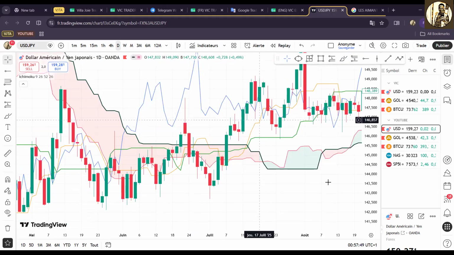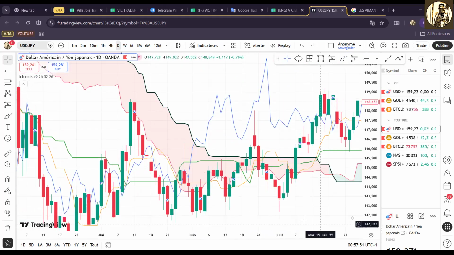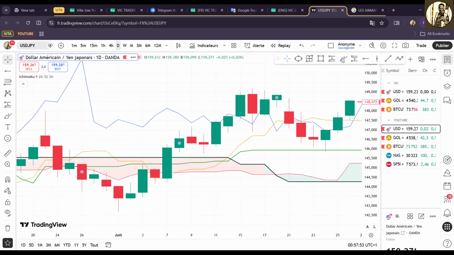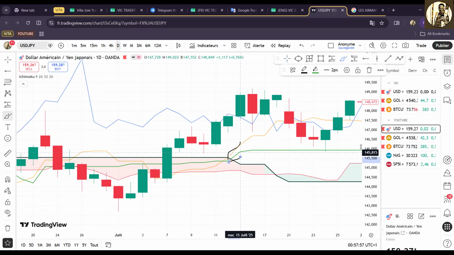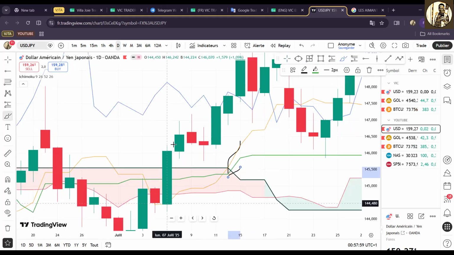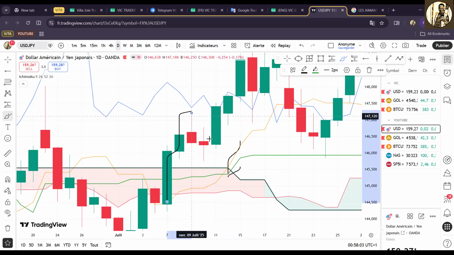We can have another element here. Look at this one. Since the Tenkan-Kijun cross has crossed here, what has been created is that this price created this high and then created these two candles. And the highest wick of the candle is this one.